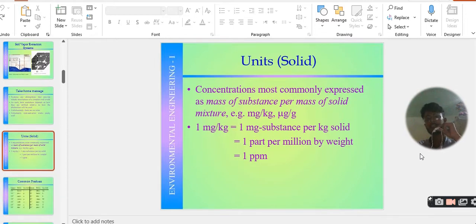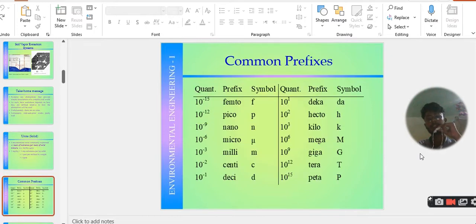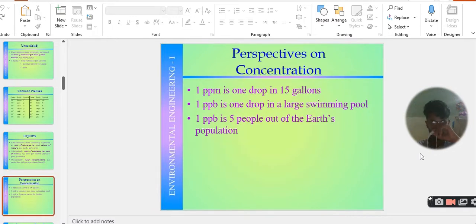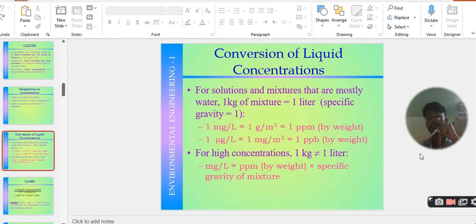Units. Solid concentration is most commonly expressed as mass of substance per mass of solid mixture. Common prefixes are here. Liquid concentration is most commonly expressed as mass of substance per unit volume of mixture: milligram per liter, microgram per liter, gram per meter cube. Perspectives on concentration: 1 ppm is 1 drop in 15 gallons. 1 ppb is 1 drop in a large swimming pool. 1 ppt is 5 people out of the earth's population.